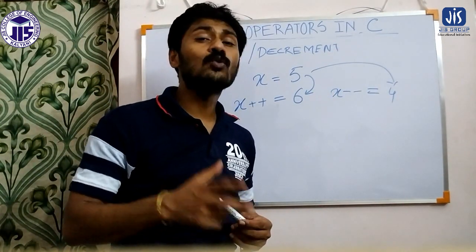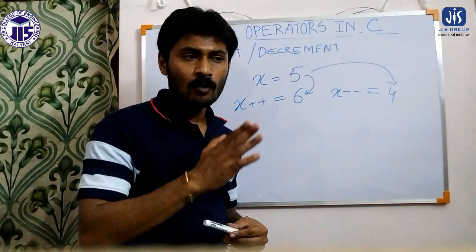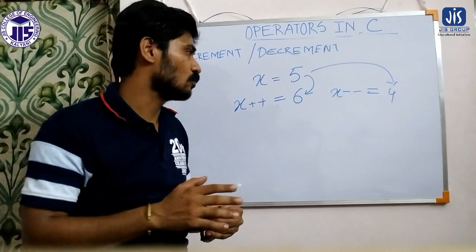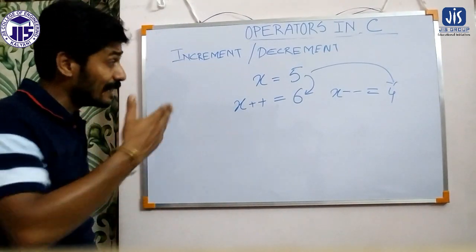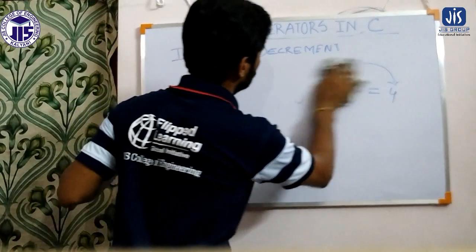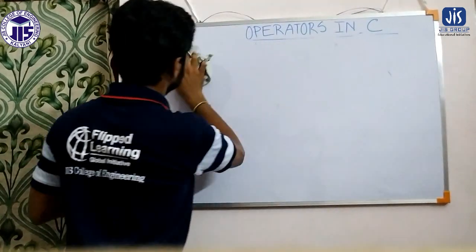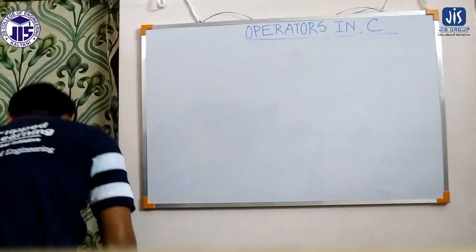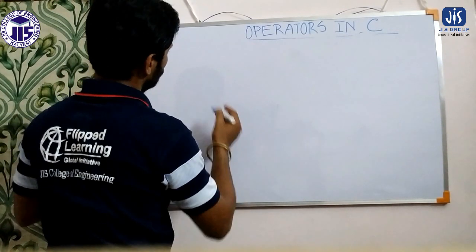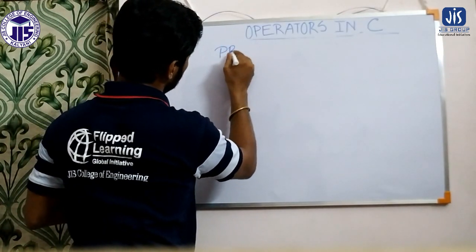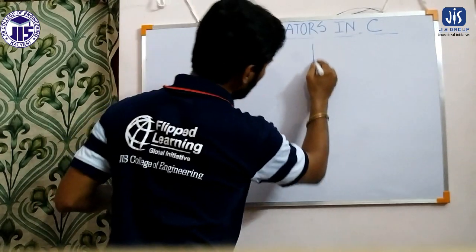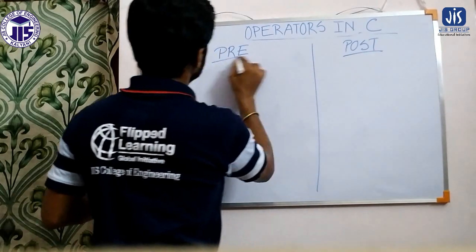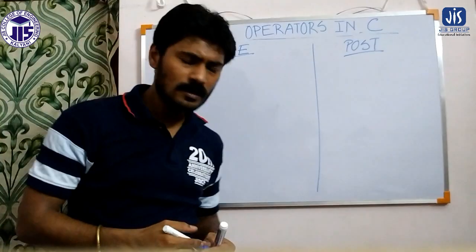But there are two types of increment and decrement operator. One is called pre, another one is called post. Same is for decrement also. So I will give an example with the increment operator: pre-increment and the post-increment. In case of decrement also it will be applicable in a similar way.